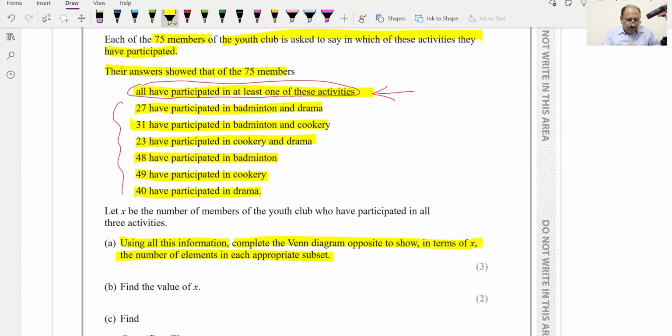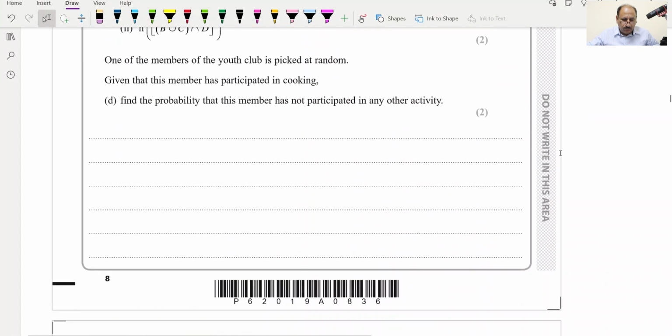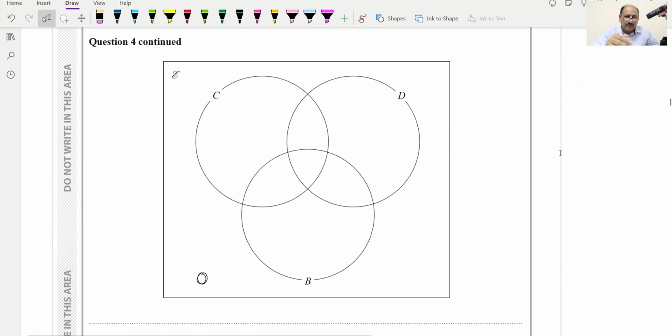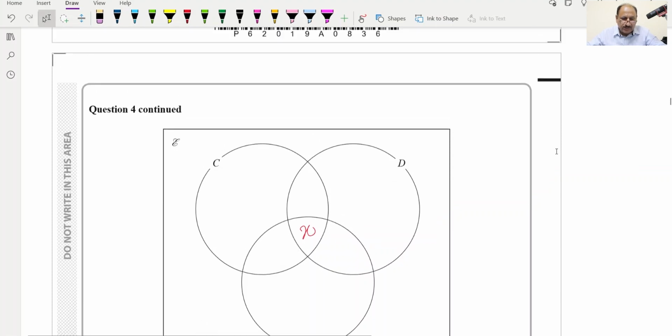And next it is saying, this is very important, let X be the number of members of the youth club who have participated in all 3 activities. So the most active people who have participated in all 3 activities is given as X. This is basically the region which is common in all. So we will write X here, and we will incorporate the other information in this Venn diagram.